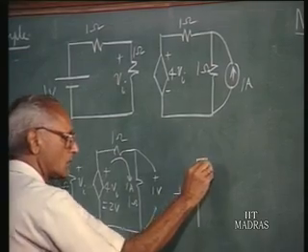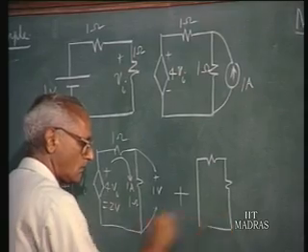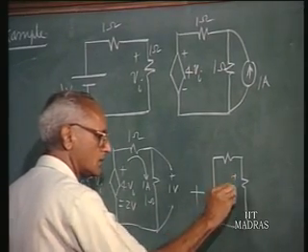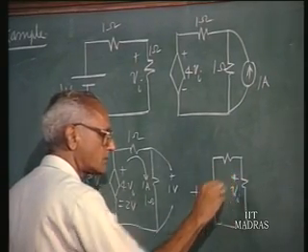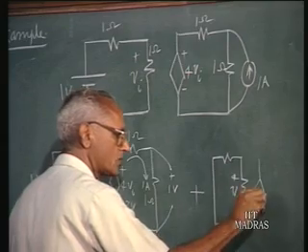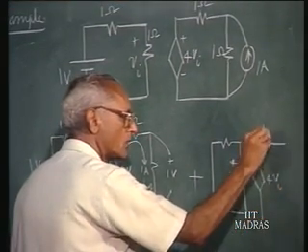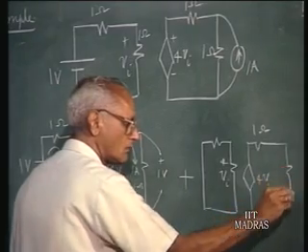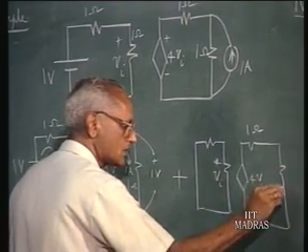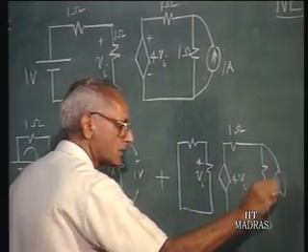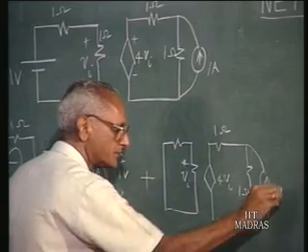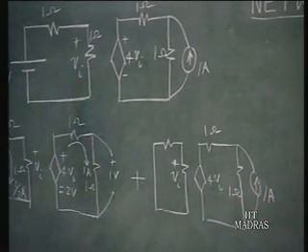So you have a circuit like this, Vi, and once again we have the dependent source 4 times Vi, and you have 1 ohm resistance, another 1 ohm resistance, and you have a current source of 1 ampere. Now let us see what happens.